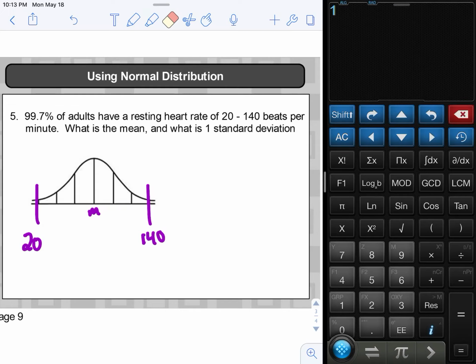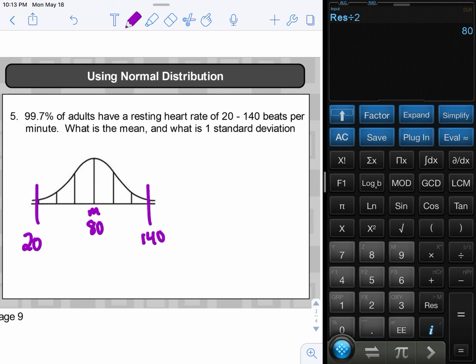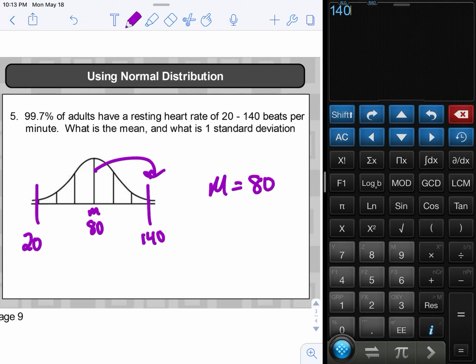Okay, so we got to find the middle. 140 plus 20. Okay, 160 divided by 2. Okay, so 80 beats a minute is average. Now, what you could do, all right, so the mean is 80. All right, now, I got to find how much is each jump. This is 1, 2, 3 jumps. So 140 minus 80, okay, divided by 3. Why 3? Because I'm jumping 3.